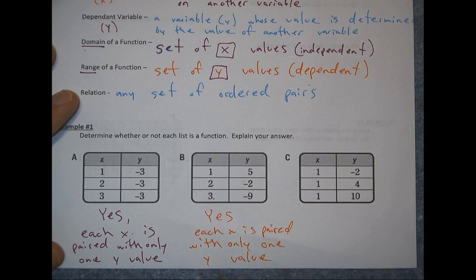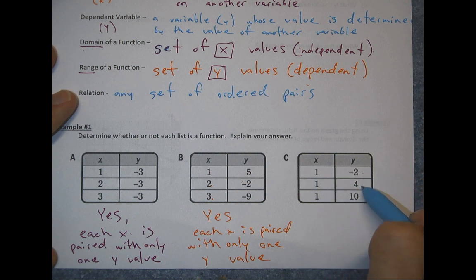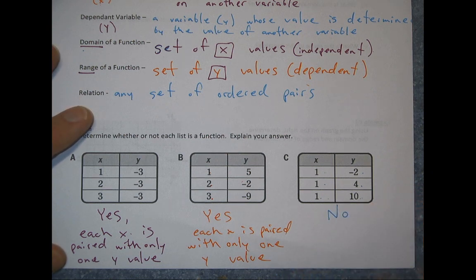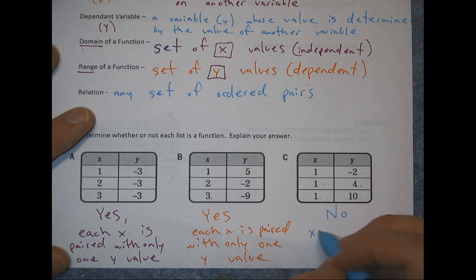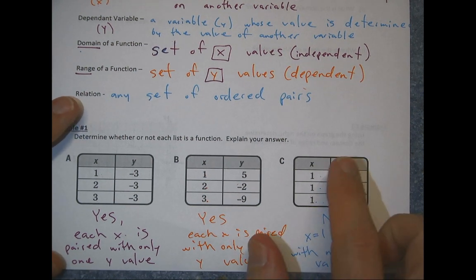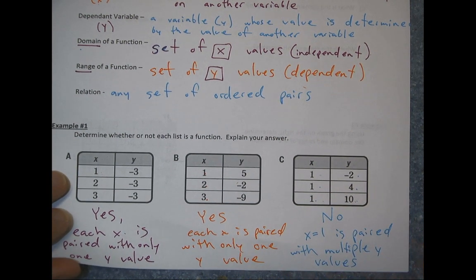And so now let's look at the last one. Here we have three possible answers for when x equals 1. When x is 1, it could equal -2. When x is 1, it could also equal 4. And when x is 1, it could also equal 10. So is this a function? No, this would be an example of something that's not a function. X equals 1 is paired with multiple y values. So we're really stressing what a function is. Every x value can only have one unique y value paired with it. And we'll talk more on that, of course, later.